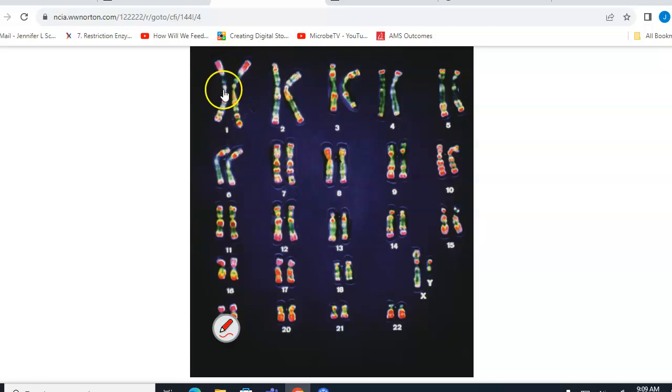Now what you're seeing here is one chromosome and a second chromosome that is exactly alike because you inherit one chromosome from your mother and one chromosome from your father. So that's why you're seeing two for each one of these types of chromosomes. So you have two of chromosome 7, one from the mother, one from the father.